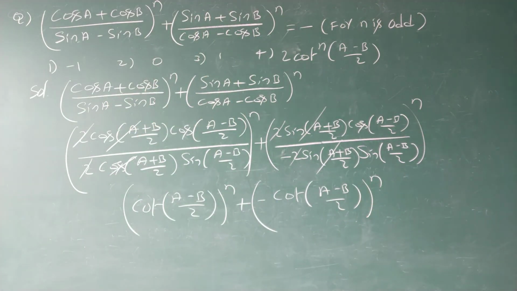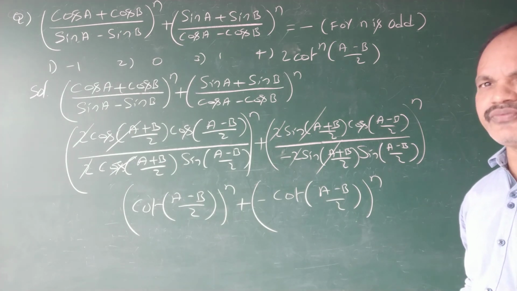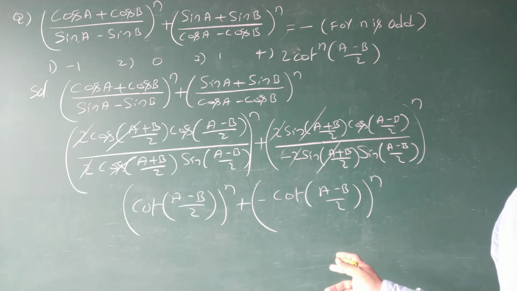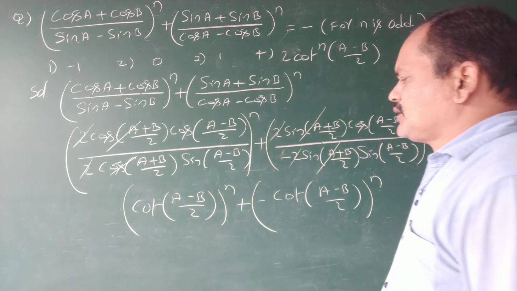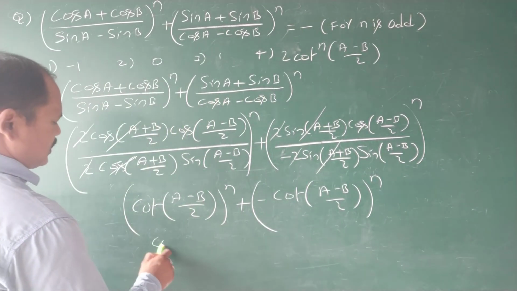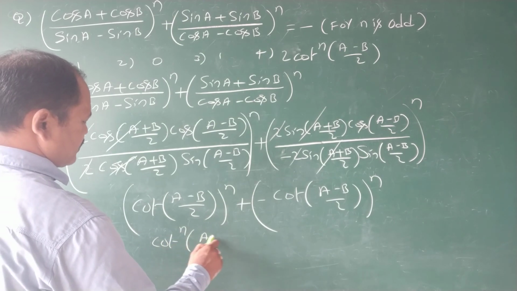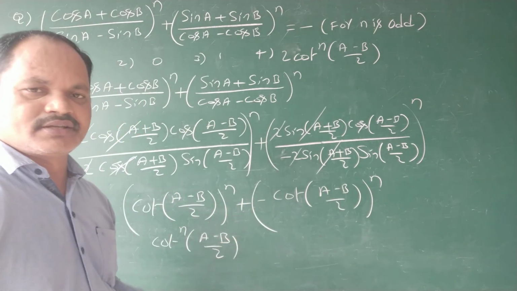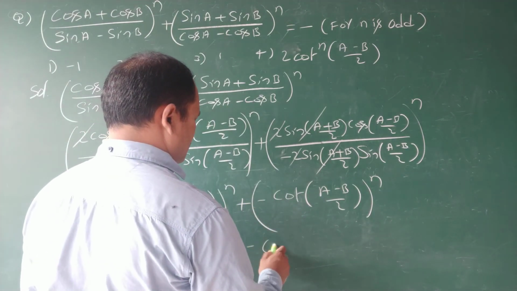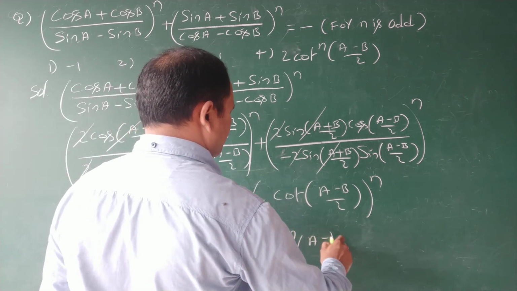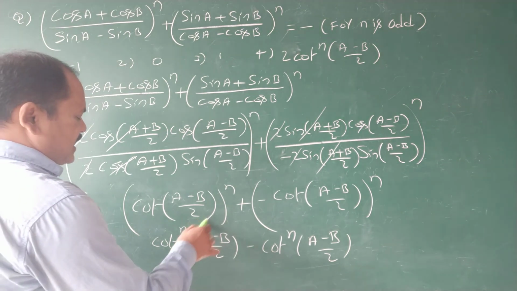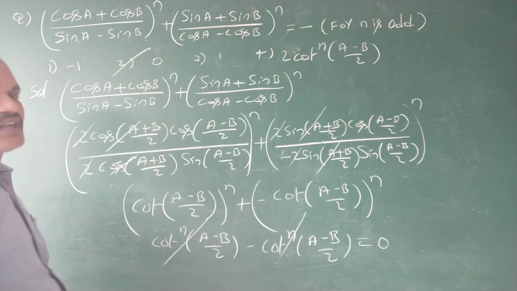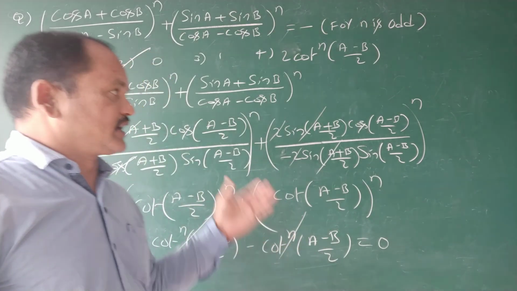Here n is odd, that means odd numbers are taken as 1, 3, 5, 7, like this. So if n is odd, then it is minus cot power n of (a minus b)/2. If n is odd, minus power odd is minus, a negative to an odd power is negative. That's why minus cot power n of (a minus b)/2. Now these two get cancelled. Answer is 0. That's why the second option is the right answer for this question if n is odd.